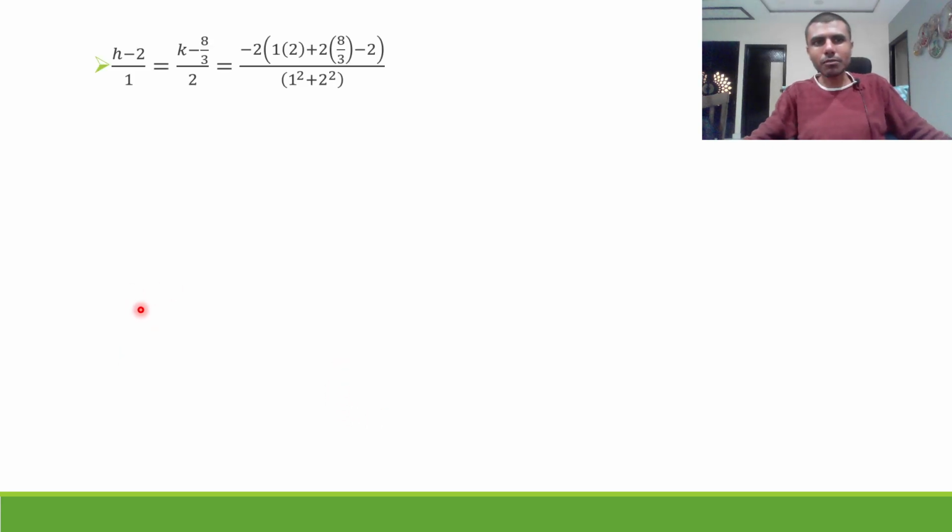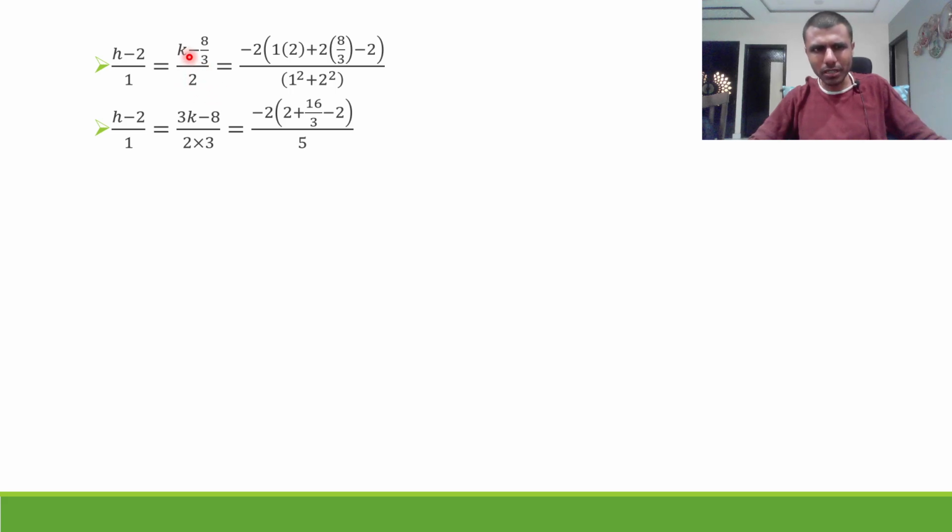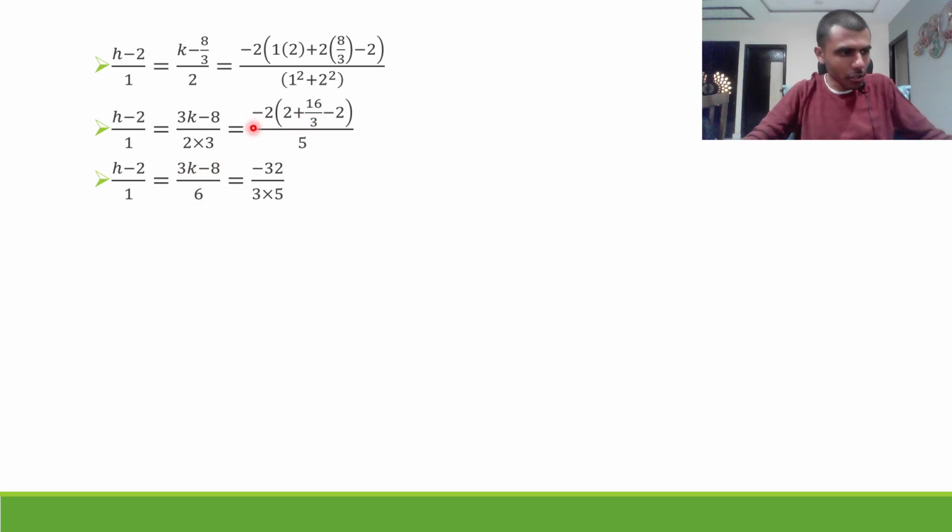Okay, now let's start simplifying this. The thing about questions nowadays is that they're a little lengthy. You get bored, right? Let's start solving this. These two, you can take LCM here. (3k minus 8) by (2 into 3). Next, 1 into 2 is 2 and 2 into 8/3 is 16/3. And this will become (h minus 2) by 1 is equal to (3k minus 8) by 6 is equal to, now see here, plus 2 minus 2, cancel.